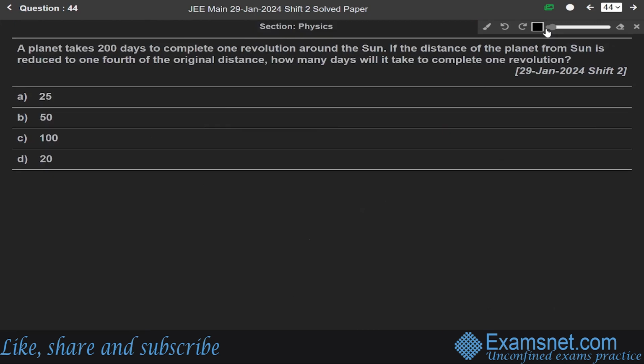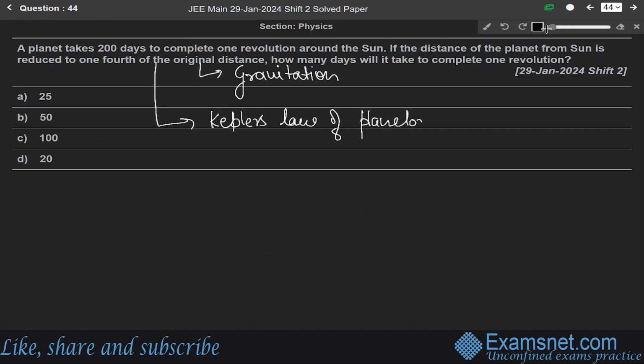Now, 44 question. According to this, a planet takes 200 days to complete one revolution around the sun. If the distance of the planet from the sun is reduced to 1/4 of the original distance, how many days will it take to complete one revolution? So this question is from the chapter of gravitation. According to this question, it is directly based on Kepler's law of planetary motion.